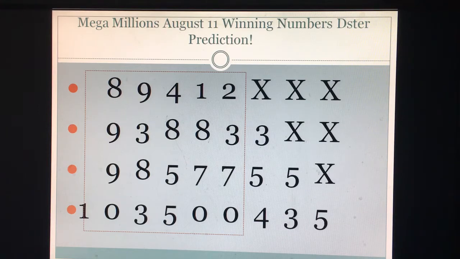We only use the Dster box to predict our winning number for August 11th Mega Million Jackpot. The first set we use 5 numbers, second set we use the first 5 numbers, third set we use the first 5 numbers, and the last set, fourth set, we use the first 6 numbers, the 103,500. Any number after that we don't use. It's called a Dster 5x5 box. You can even narrow it down and use a 4x4 box. Even though there's an extra one on the last set, I call it the 5x5 box.